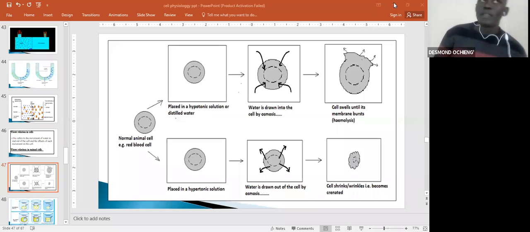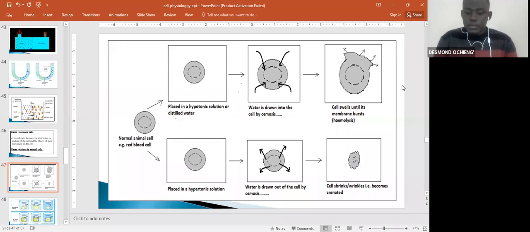So that is where we learn more of the body fluids and how they interact with the cells. It is a very interesting topic that we will look at in Form 2. It is one of the Form 2 topics. I don't know whether there are any questions on this area.